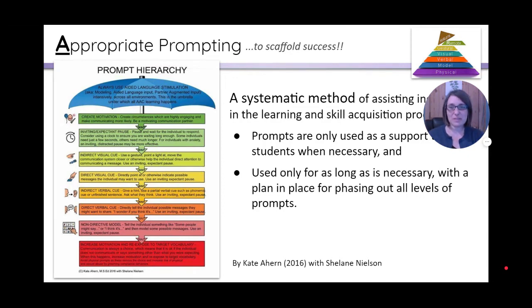Kate Ahern developed this really lovely prompting hierarchy that is very specific to AAC. Before we start with a prompting hierarchy, we need to recognize that prompts should only be used as much as is necessary and only for as long as necessary. The prompting hierarchy should be faded out as quickly as possible. But a couple of elements are really important. This prompting hierarchy starts with the use of aided language.